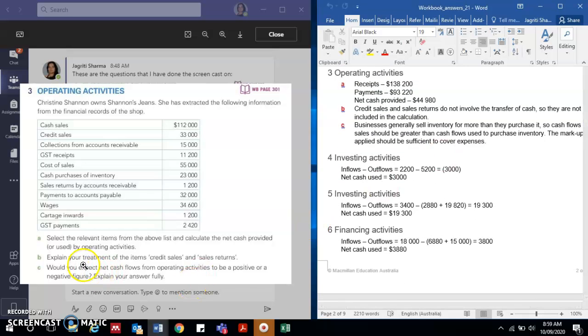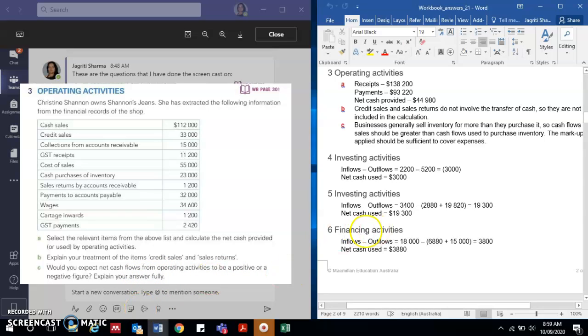Now the second part is: explain your treatment of the items, credit sales and sales returns. So credit sales and sales returns do not involve the transfer of cash, so they are not included in the calculation. They are non-cash items. Okay. Would you expect net cash flows from operating activities to be a positive or a negative figure?